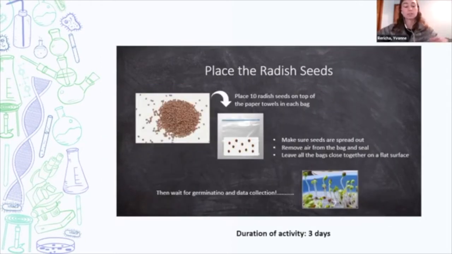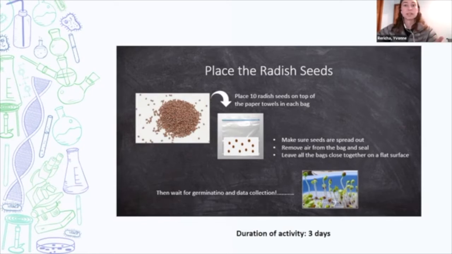And so then once they have all of their baggies with all of their different treatments all labeled, the next step is to actually put the radish seeds in. So 10 radish seeds go into each bag, spaced apart so that they have room to grow. And then the activity lasts for a duration of 3 days.